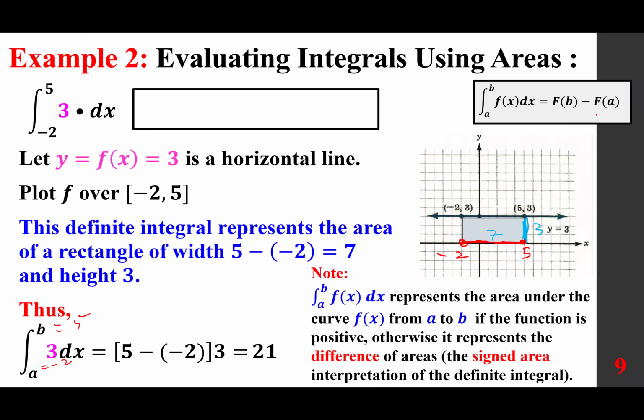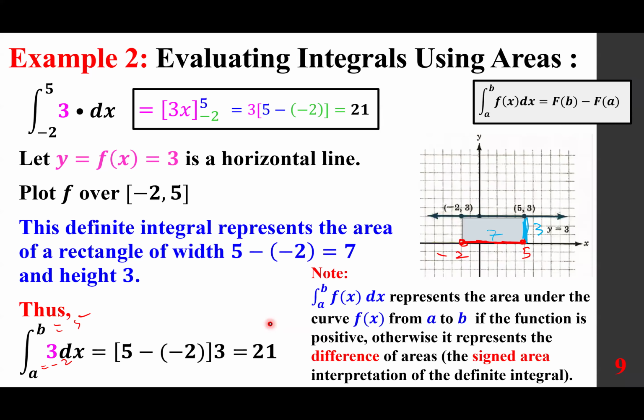capital F of B minus capital F of A, because in case it's not a shape that we know the formula for. In which case, the integral of 3, the antiderivative is 3x plus c. We don't need a c because we are evaluating it from -2 to 5. The c will go away. So plug in 5, plug in -2. So 3 times 5 minus 2, which is 3 times 7 equals 21. Both of them give us the same answer.